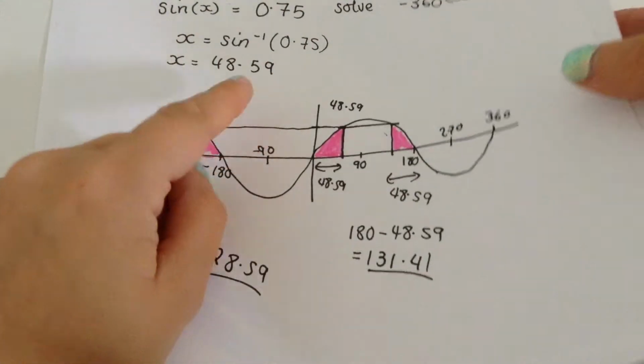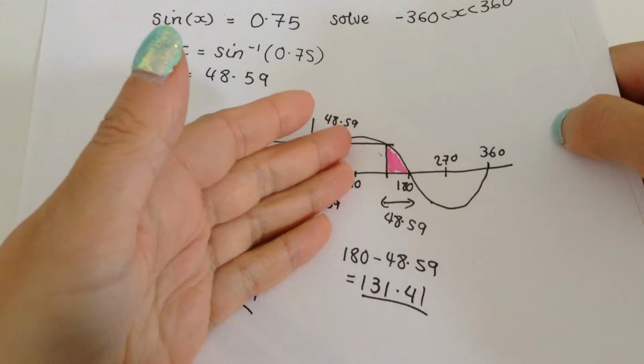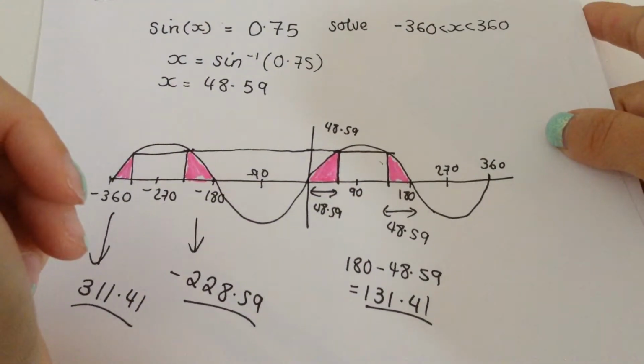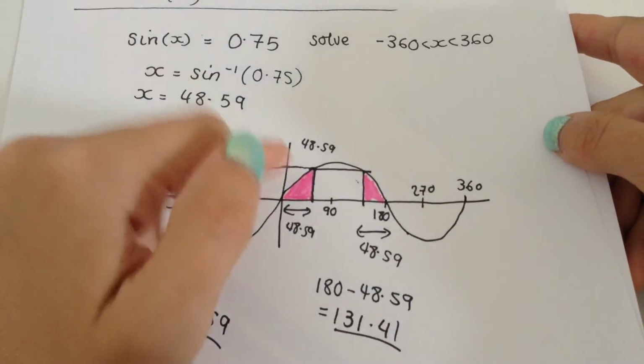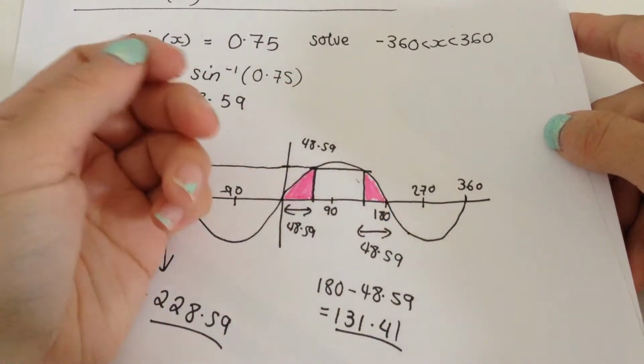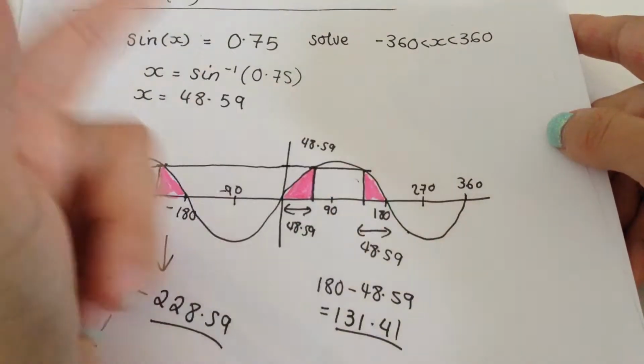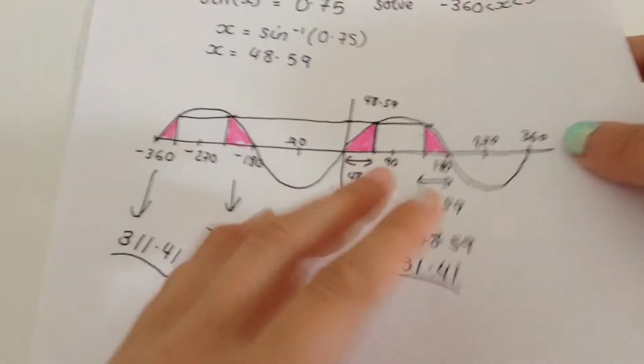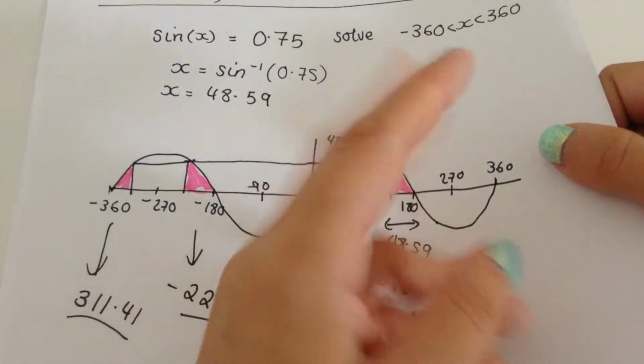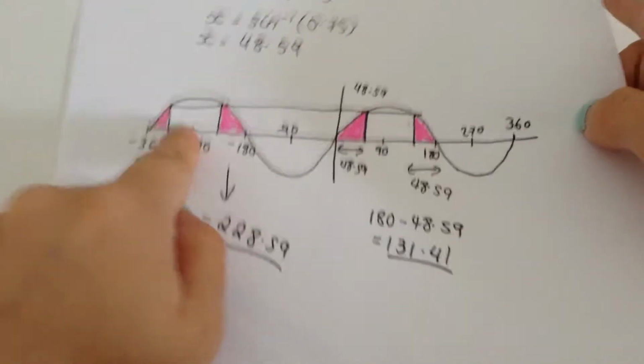Tan is really easy because you can just add 180, and you'll always get another answer. Tan, you can just keep adding 180 or taking away 180 and you get all the answers. Sine and cos is a little bit trickier.